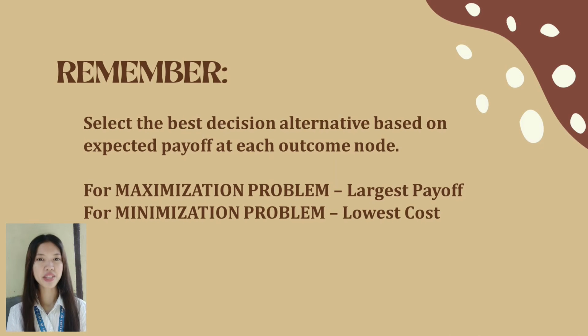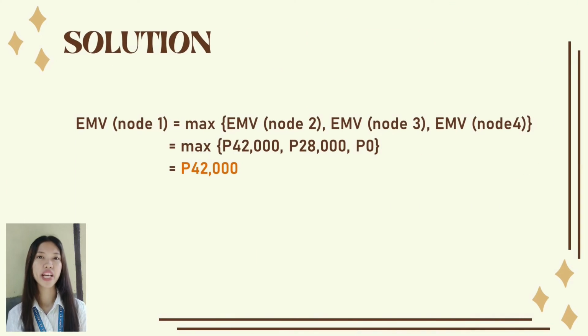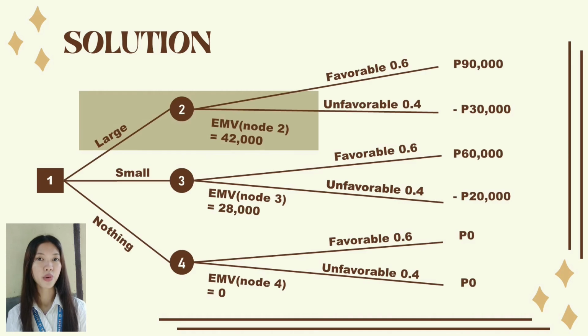And now, let's continue. Here, we have the expected monetary value for node 2, which is 42,000 pesos. For node 3, we have 28,000 pesos, and for node 4, we have 0. Since this problem is to identify which decision gives her more returns, it is a maximization problem. Let's choose the largest payoff, which is 42,000 pesos. So, in order to have a payoff amounting to 42,000 pesos, Zephany should start a company using a large facility to produce the sailboats.